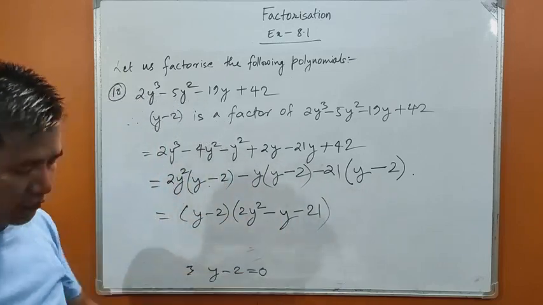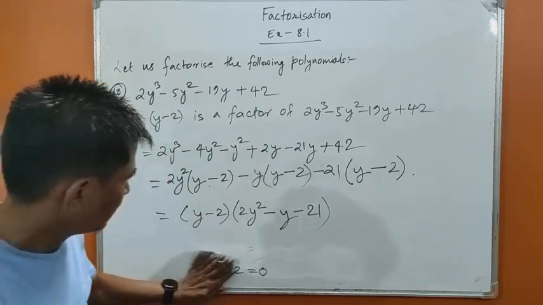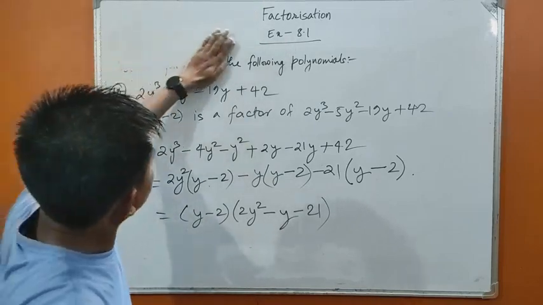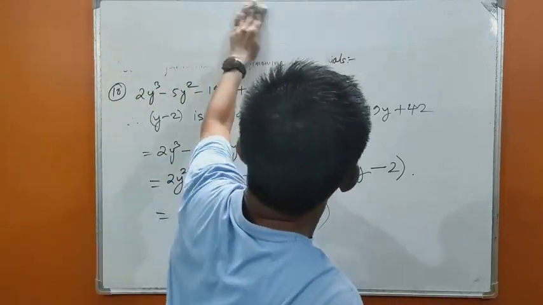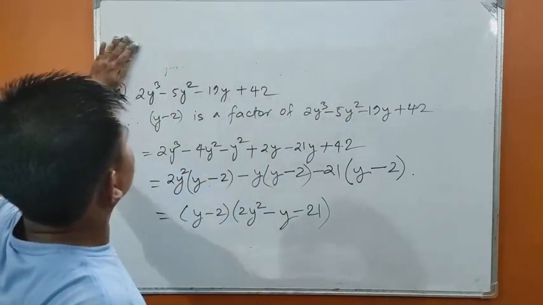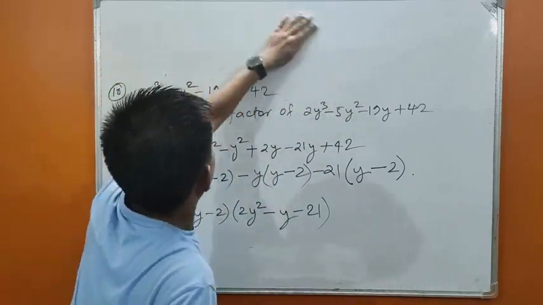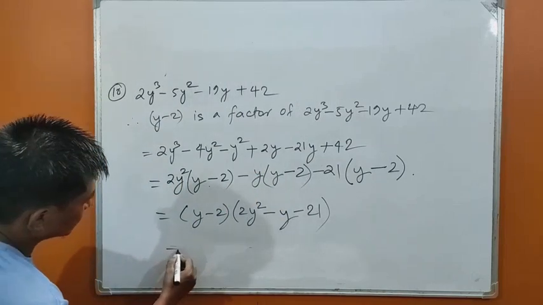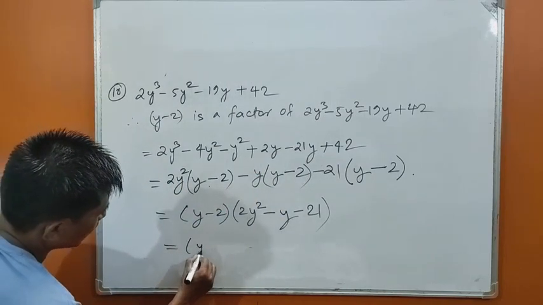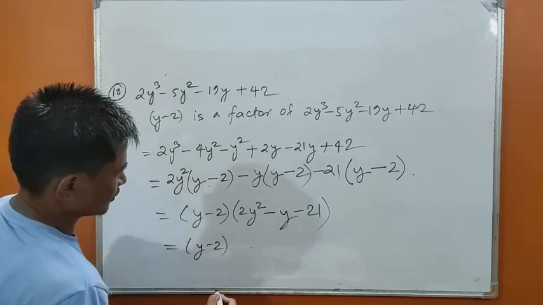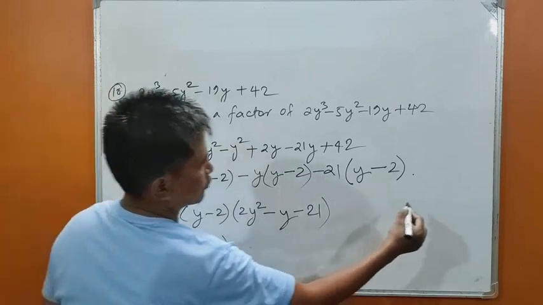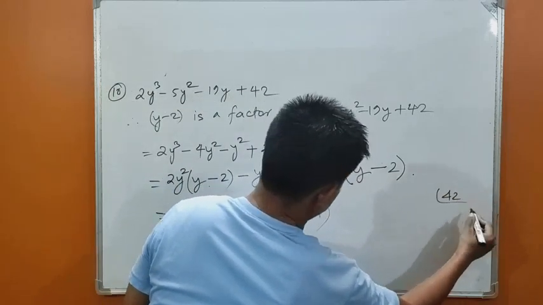Okay, this can be factorized again. Let us factorize this. Shall I rub this one? Thank you for allowing me to rub the whiteboard from the upper part. Okay, let us take the common y minus 2, isn't it? So 21 2s are 42, isn't it?